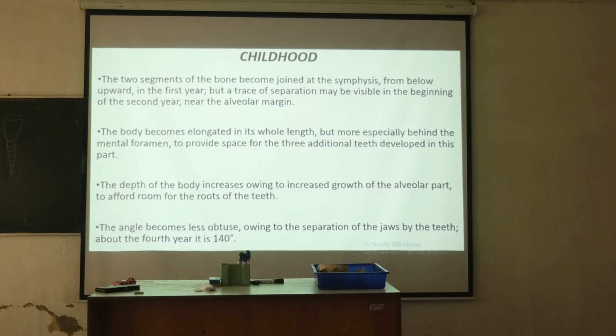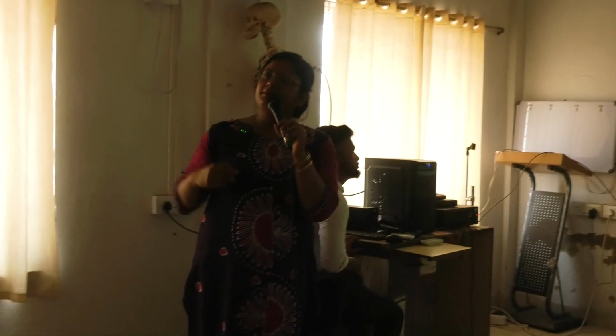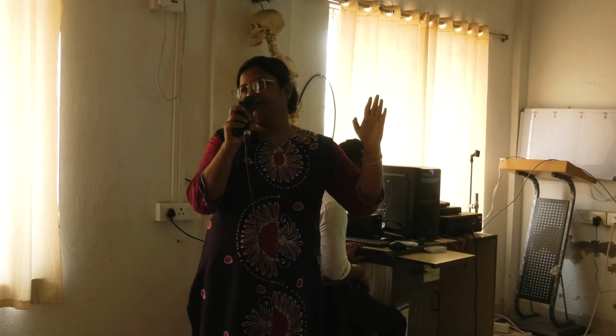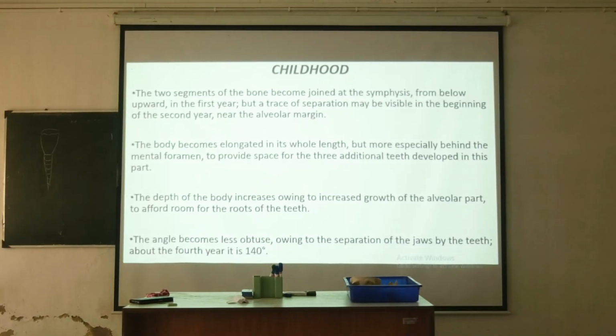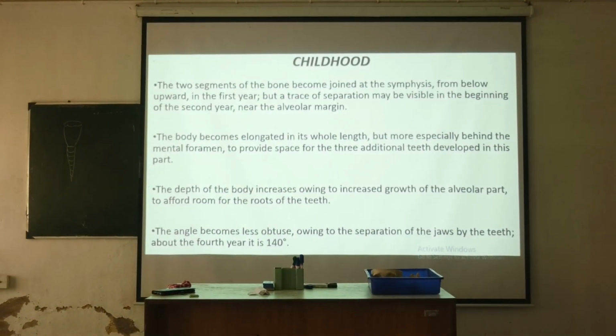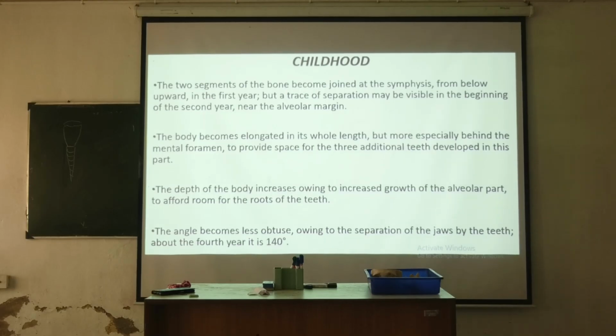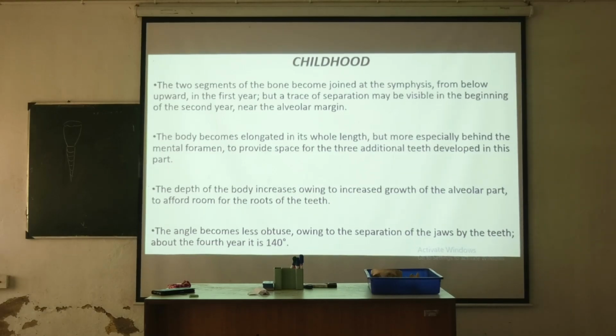Gradually the angle will decrease, and the condylar process will get to the same level and then above the coronoid process. The location of the mental foramen will also change. The two segments of the bone become joined at the symphysis from below upward in the first year, though a trace of separation may be visible in the beginning of the second year near the alveolar margin. The body becomes elongated in its whole length, but more especially behind the mental foramen, to provide space for 3 additional teeth in this part.